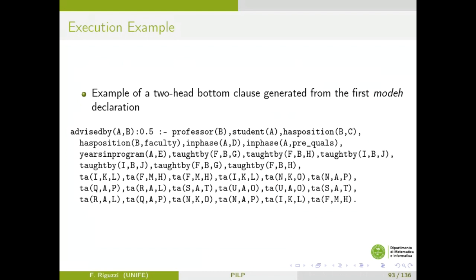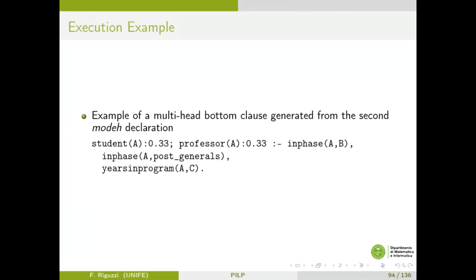And an example of a bottom clause for this problem is this one, where you have the advised by atom in the head, and then you have a long list of literals that are generated by variabilizing a bottom clause related to a specific example. This is for the mode H predicate in the case of a single head. This is for the case of more than one head. This is the bottom clause for this type of head.